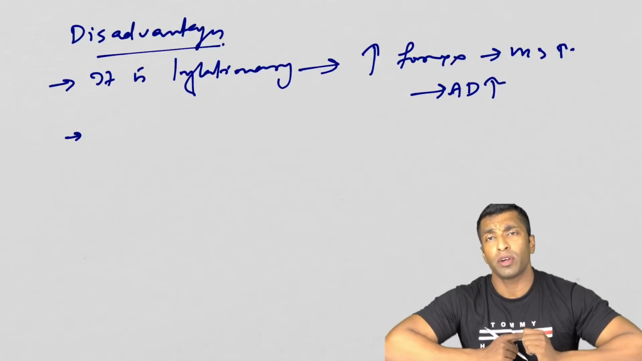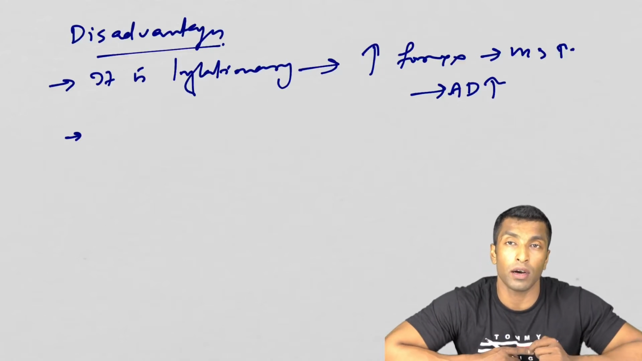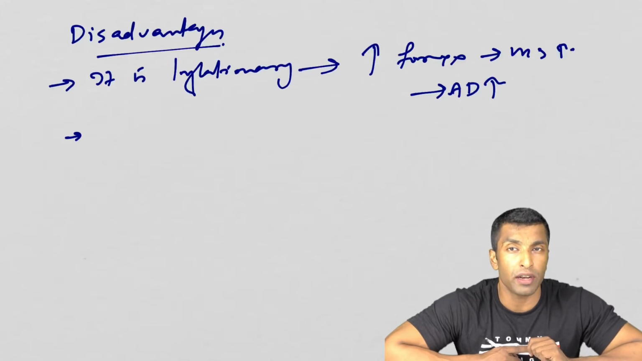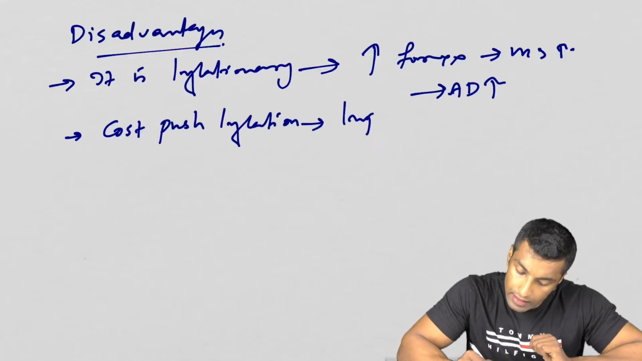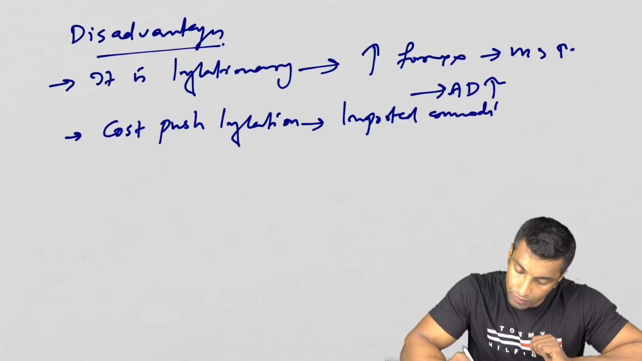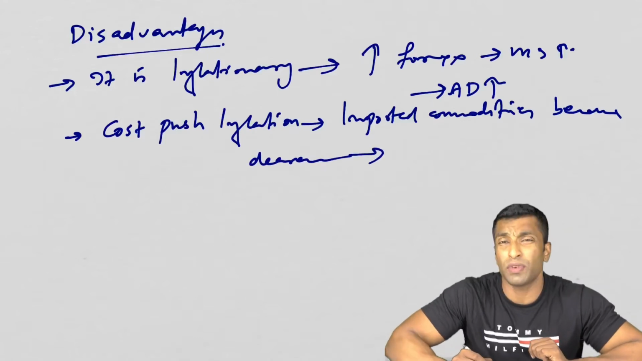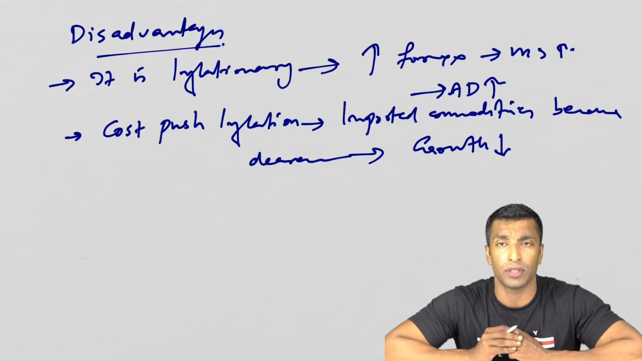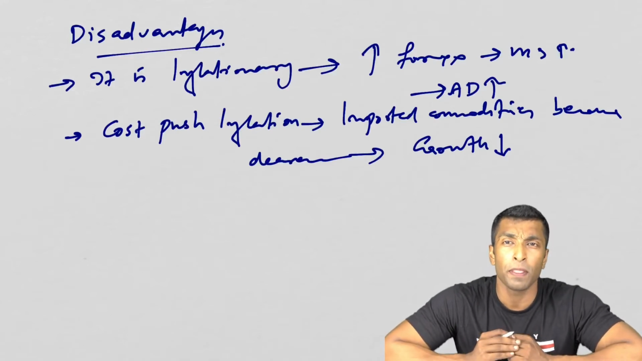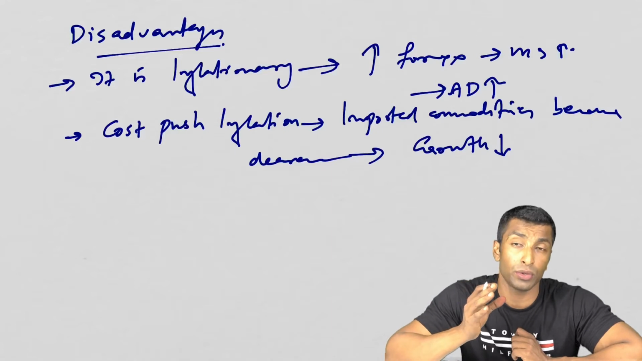Second one. Here we talked about demand pull inflation. It also leads to cost push inflation, because when imported commodities become dearer, those items will have a higher cost of production. So it leads to cost push inflation as imported commodities become dearer, which will actually affect the economic growth. When the cost of production is increasing, it's definitely going to affect the growth. Demand pull inflation is somewhat desirable, because it will actually increase the growth. But cost push inflation is not desirable, because it tends to reduce national income.